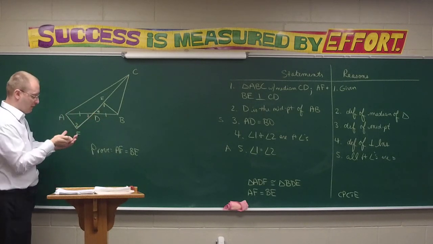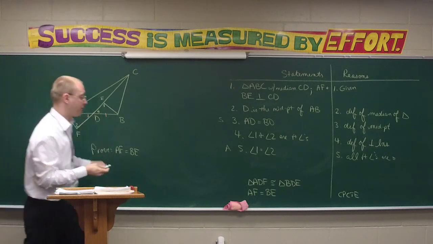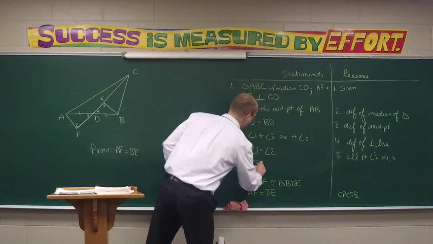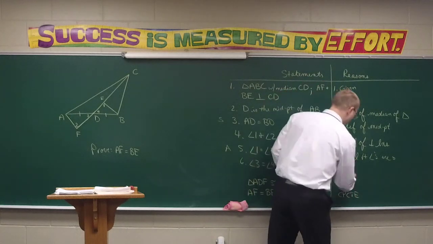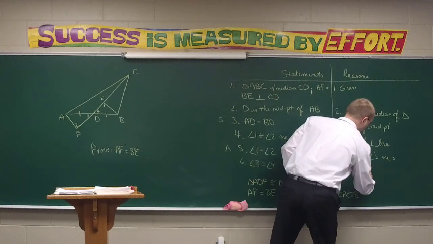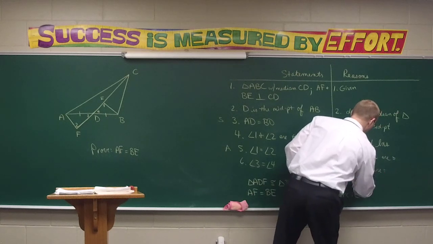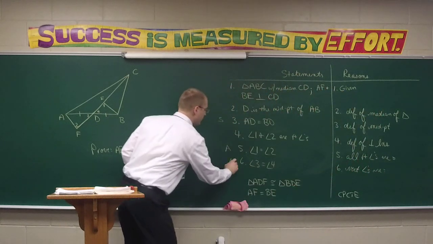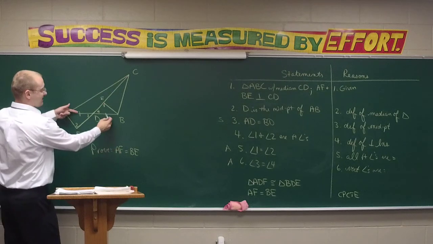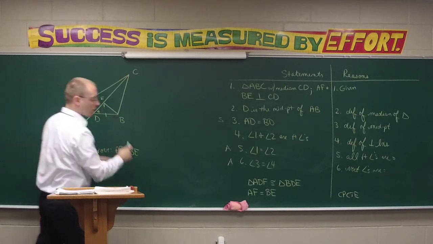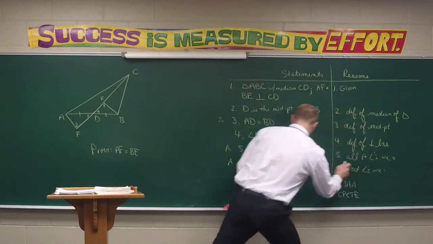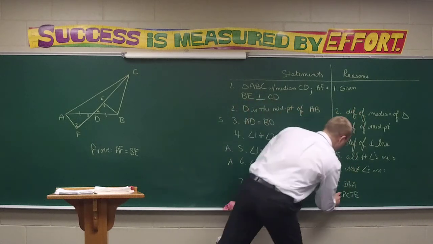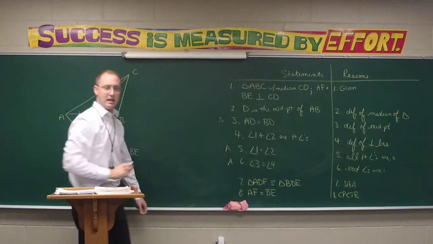Yeah, hopefully you were thinking of the vertical angles, right? We'll call them 3 and 4, but if I just get angle 3 equal to angle 4 because, yeah, vertical angles are equal, there's my other set of angles, and here I've got side, angle, angle. Number 7, the triangles are congruent, and therefore number 8, AF and BE are equal by CPCTE.